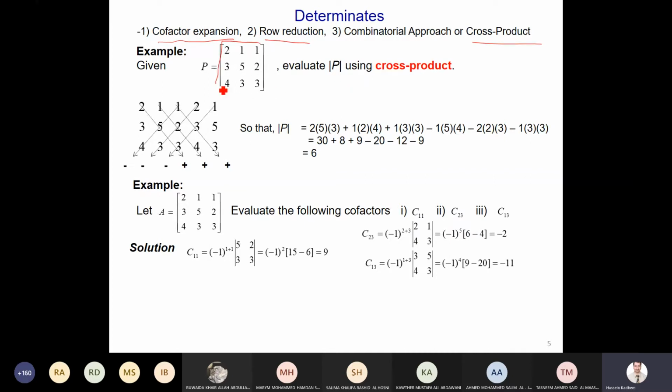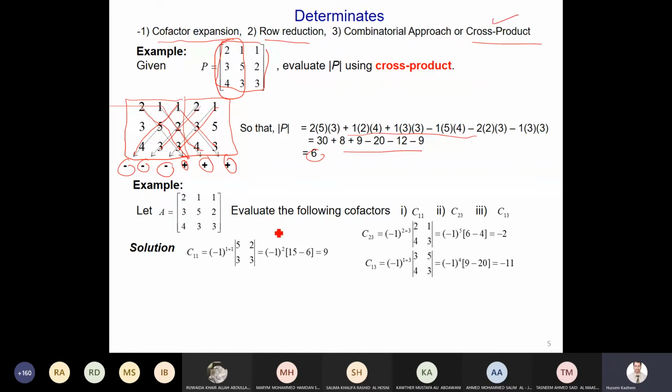As an example, this matrix, you put it here in this way, and you copy the first and second column here, and then you start multiplying with positive sign, multiply with positive sign, multiply with positive sign. The same thing here, you multiply with negative sign, and then you do the math. I know it is easy for you, you can do it. So this is the cross product.